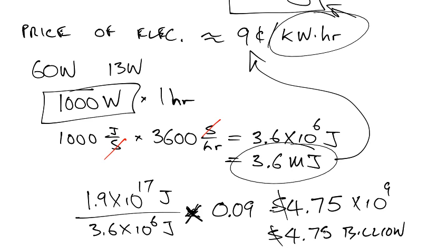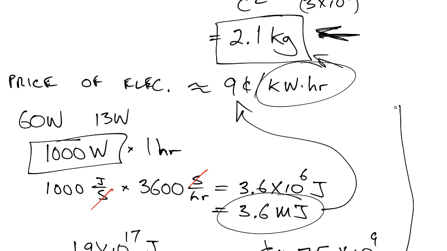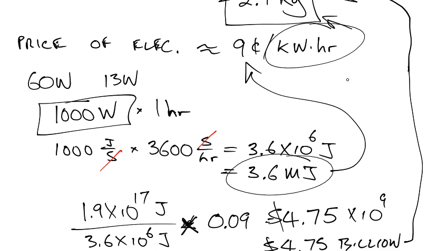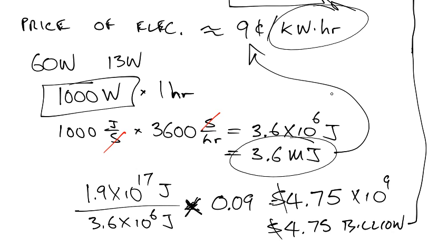And how much is almost $5 billion? Where did this almost $5 billion come from? No, come on, you're kidding me. Yeah, that's right. It came from 2 kilograms of mass. And how far out is that?